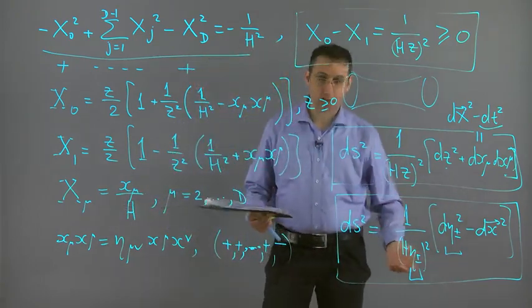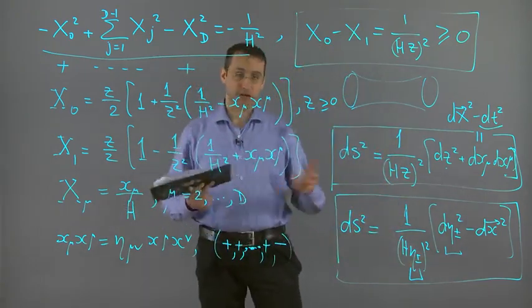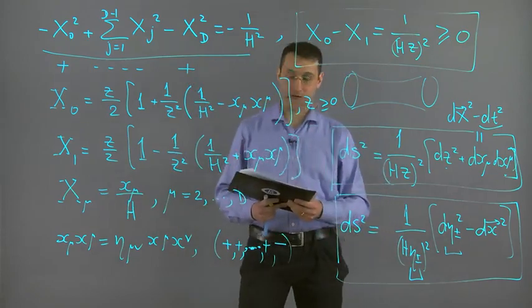Well, this ends our discussion of the anti-de Sitter space and the spaces of constant positive and negative curvature, and actually ends our introduction to the general theory of relativity.